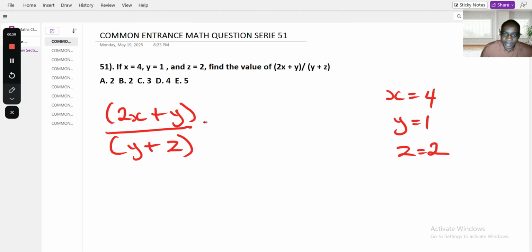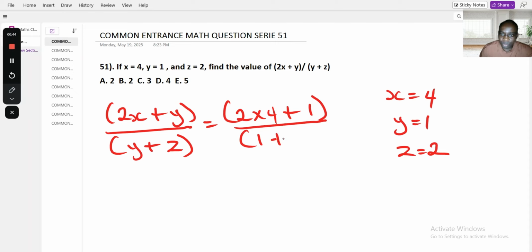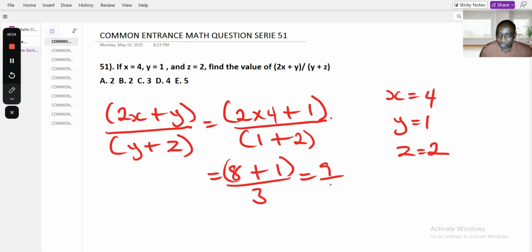Now let's apply it. Bracket 2. What is our x? Our x is 4. What is our y here? Our y is 1. Bracket over. What is our y? Our y is 1. What is our z? Our z is 2. Now let me write it down. 2 times 4, 8 plus 1. 1 plus 2, 3. 8 plus 1, 9 over 3.